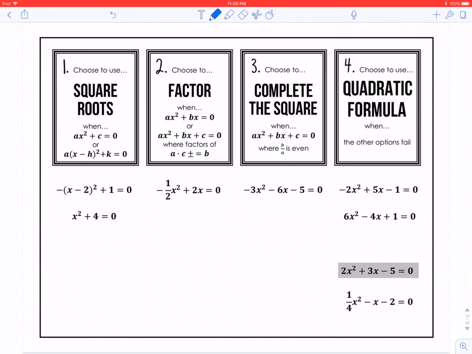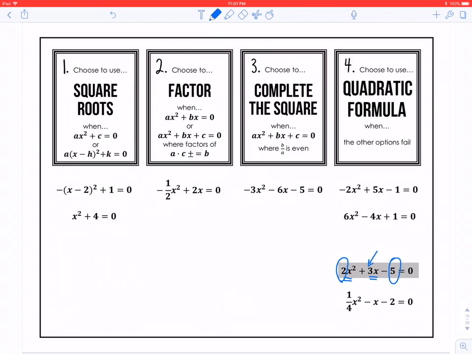Okay, let's try 2x squared plus 3x minus 5 equals 0. I have standard form, A, B, and C. So option 1 is out. Can't use my square roots because I have 2 variable terms. Can I factor? Are there factors of 2 times negative 5, which is negative 10? So are there factors of 10 that subtract to give me 3?